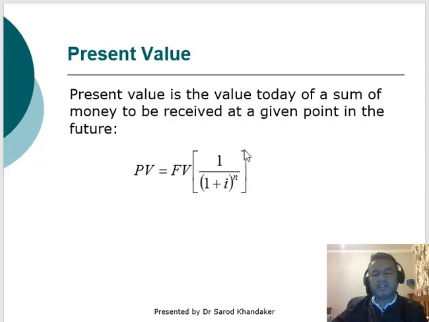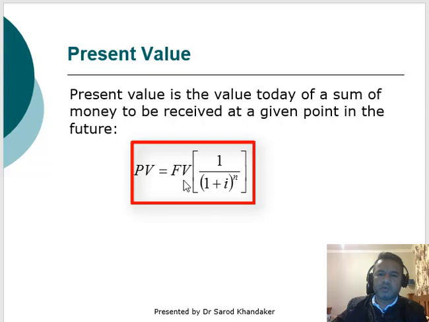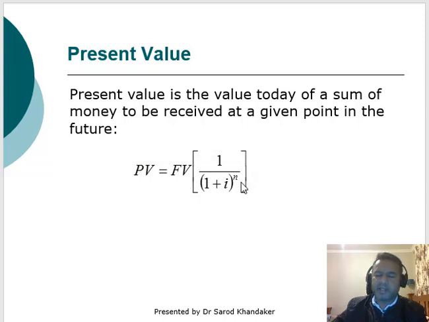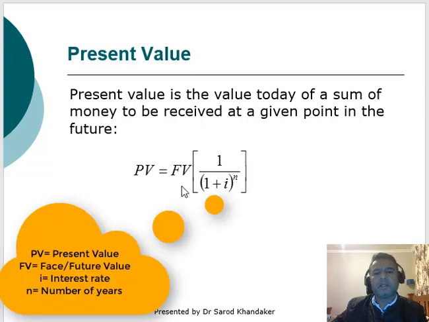Now, another important issue we need to understand for the bond price calculation is the present value. The present value is equal to the future value multiplied by 1 divided by 1 plus i, to the power n. So PV is the present value, FV is the future value, i is the interest rate in the market, and n is the number of times it will be compounding.